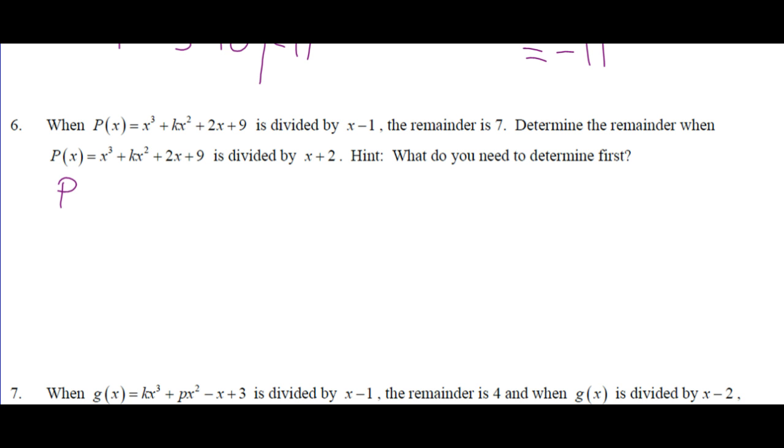So when p of x is divided by x minus 1 and the remainder is 7, forget that p of x exists as a thing. You can immediately say that p of 1 is equal to 7. So let's say it: P of 1 is equal to 7.